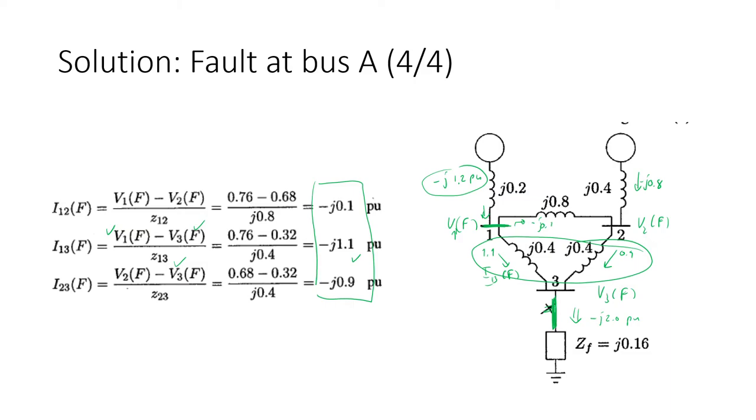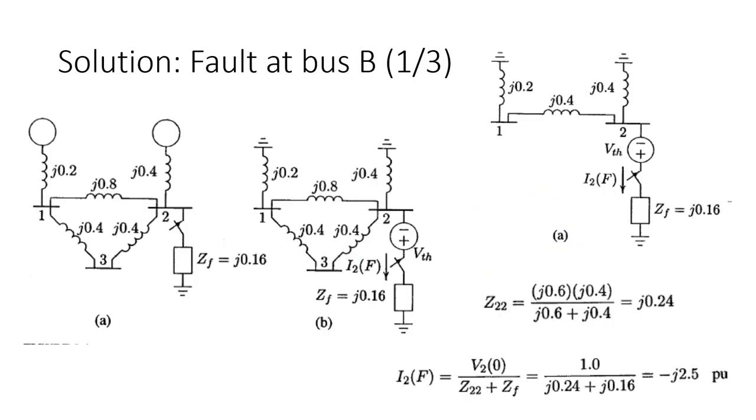Okay, this is the analysis of the fault at bus A. Similarly, now we can go through this pretty fast with the fault at bus B. If you fault at bus B, you just model this fault occurrence as a switch right over here. The process is the same as the previous case: you want to represent the circuit at the point of the fault as the Thevenin equivalent, to find the Thevenin equivalent at the point of the fault.